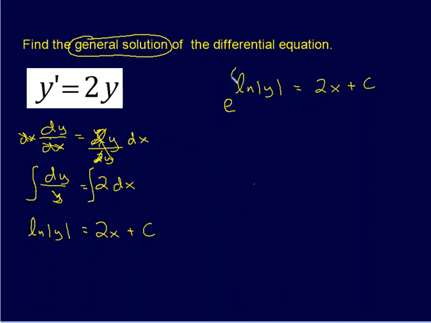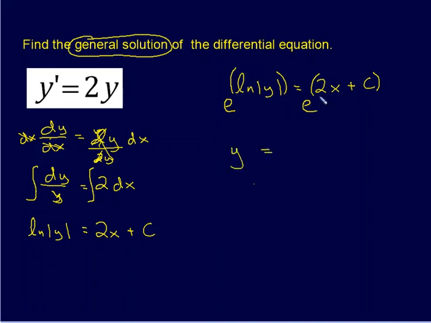So we're actually going to be raising each side and making each side the power of the base e. Now, e to the power of the log of y. That makes those inverse operations, and so we end up with y.